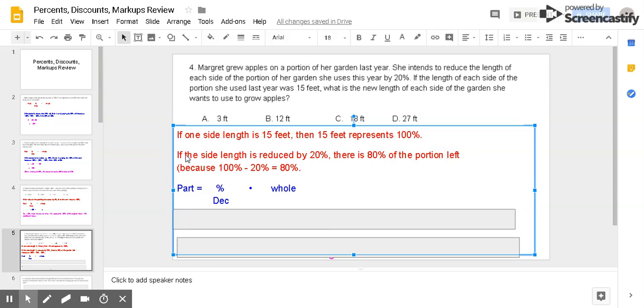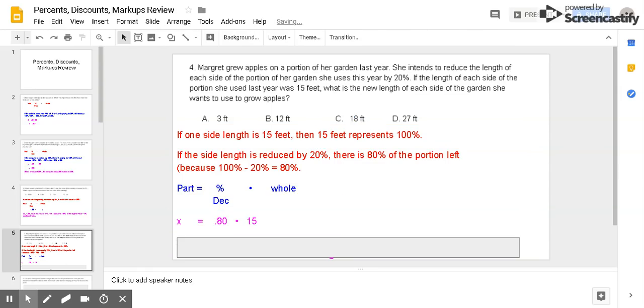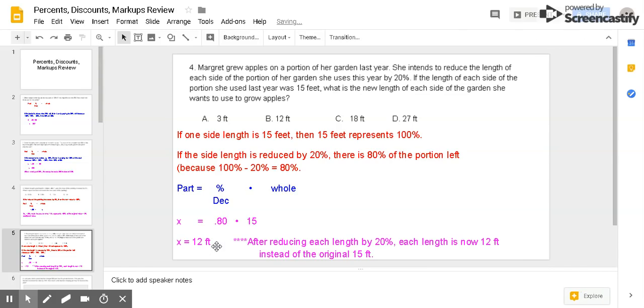It gets reduced by 20%. So here, it gets reduced by 20%, so 80% of the portion is being left over. 100 minus 20 gets you 80. Once you know that you're now finding 80% of 15, we can input our pieces into the equation and solve. So 0.80 times 15 gets you 12. So after reducing each length by 20%, each length is now 12 feet instead of the original 15.